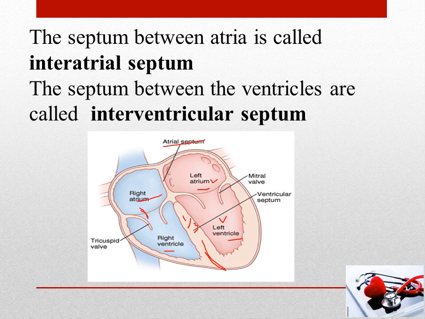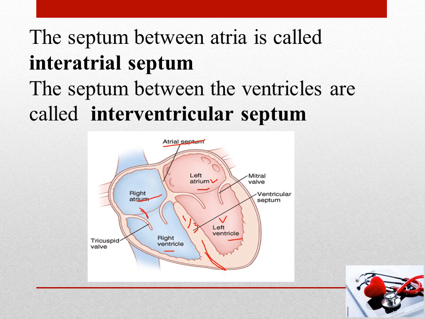The right atrium and the right ventricle form the right side of the heart, and they are separated from each other by a valve called the tricuspid valve. The right side of the heart is low pressure because it pumps blood to the lungs, while the left atrium and left ventricle form the left side of the heart, which is a high pressure chamber because it pumps blood throughout the body. The left atrium and the left ventricle are separated from each other by a valve called the mitral valve.